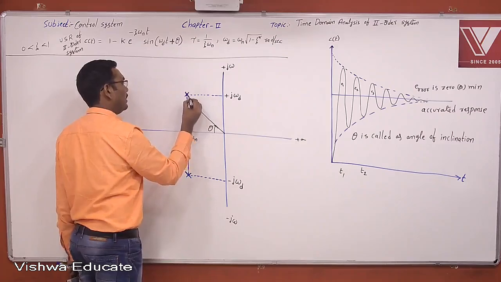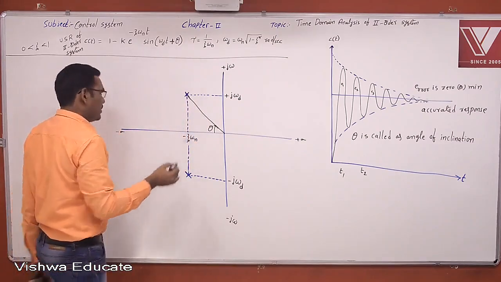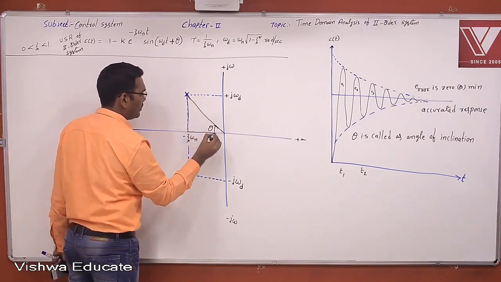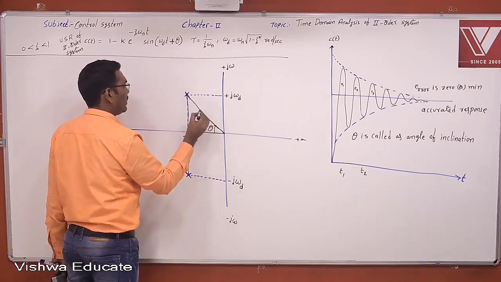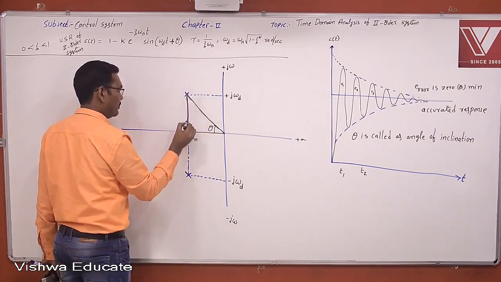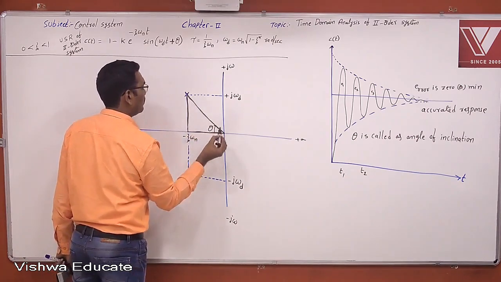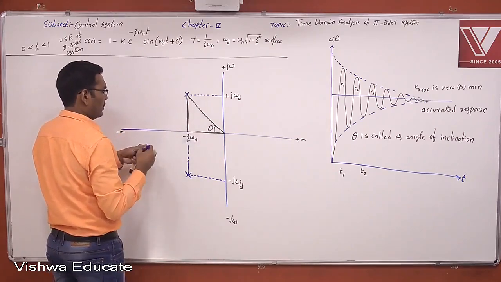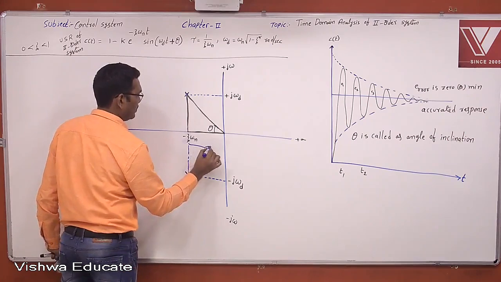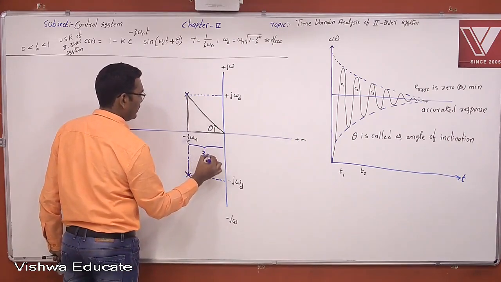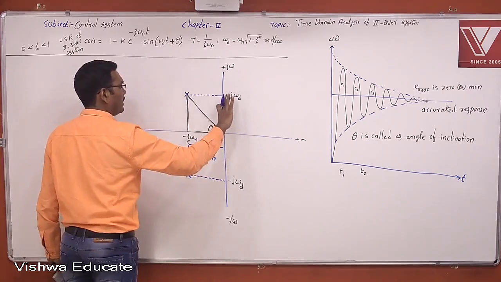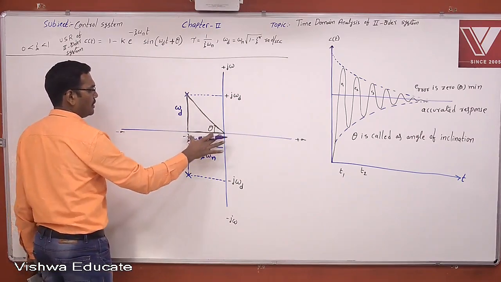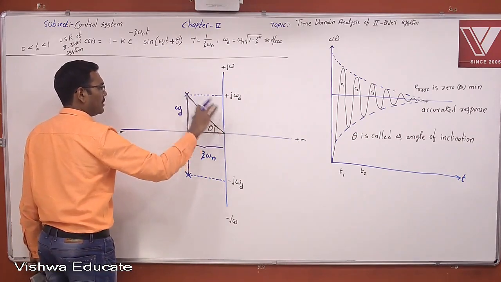Now, with respect to this complex conjugate pole, we will make a right angle triangle. Now, this is the angle of inclination theta. Now, you see here. What about this adjacent distance? This adjacent distance is zeta omega n. And what about this side distance? This side distance is directly omega d, the damped frequency of oscillation. What is this hypotenuse distance?